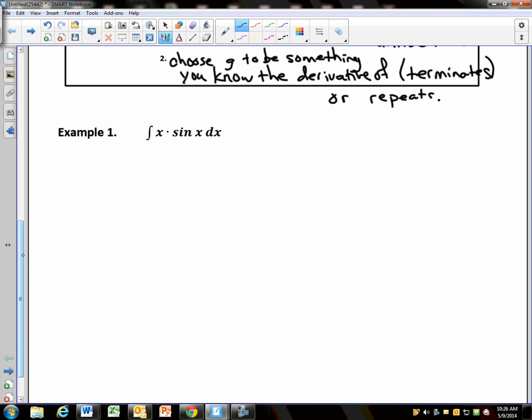So, we'll do a classic example. The integral of x sine of x. We haven't been able to do this up until now, but now we know it. Do you know the antiderivative of x? Yep. Do you know the antiderivative of sine? Yeah, so either one could be f. Do you know the derivative of them both? Yes, but which one terminates? Which one just goes away eventually? X will just go away. So we're going to choose this to be g and this to be f.